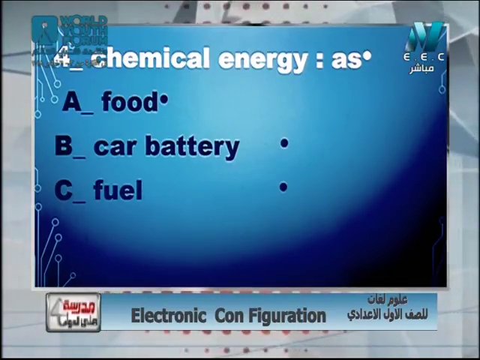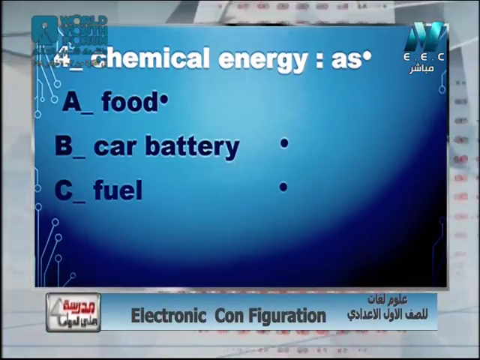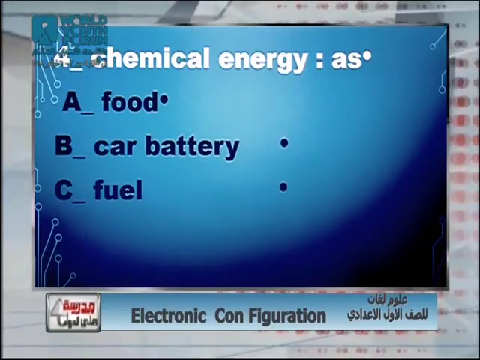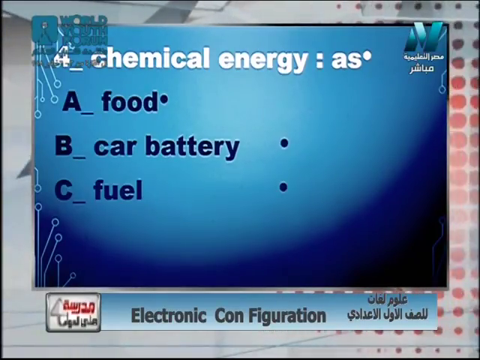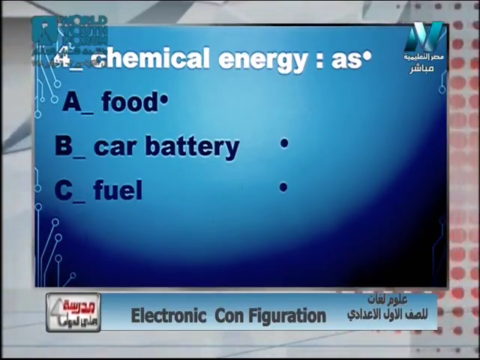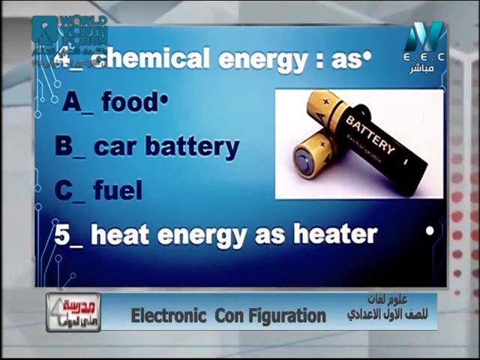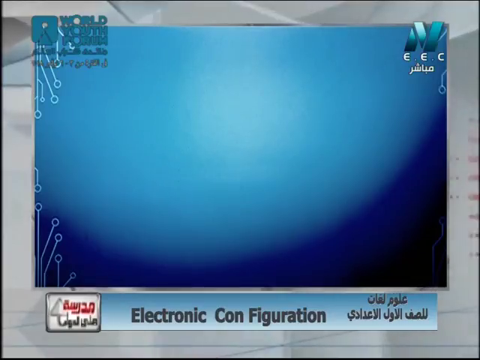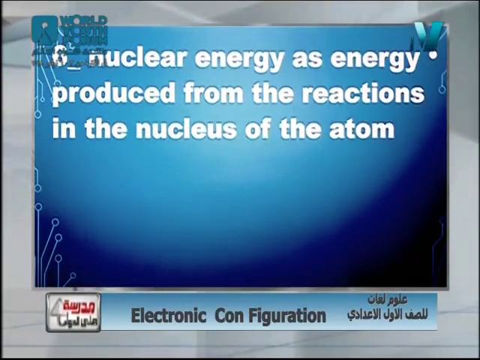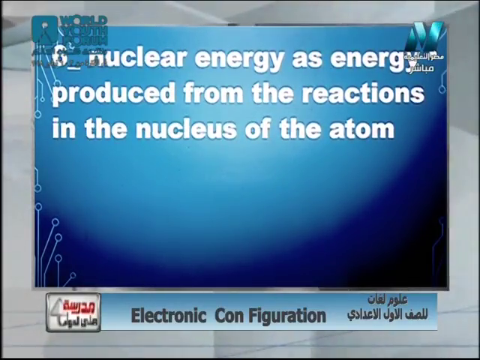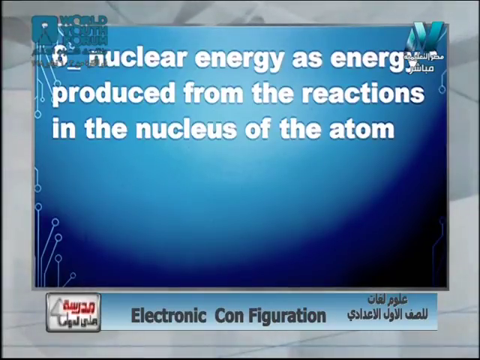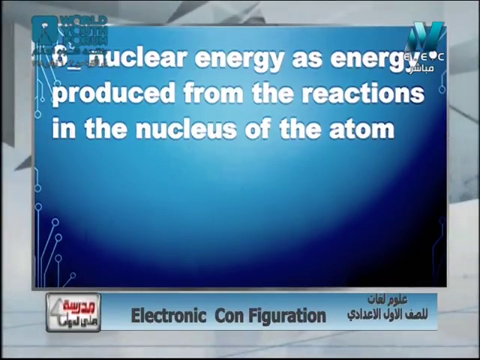Number B, car battery that has chemical energy that it changes into electric energy. Number C, fuels that contain also chemical energy. Heat energy as heater, all types of heater. Number 6, nuclear energy as energy produced from the reactions in the nucleus of the atom.